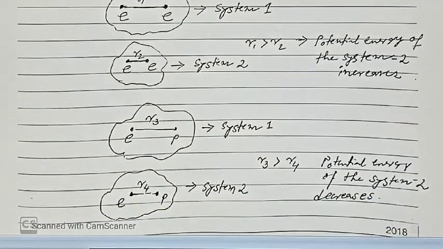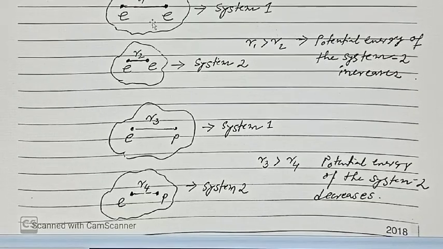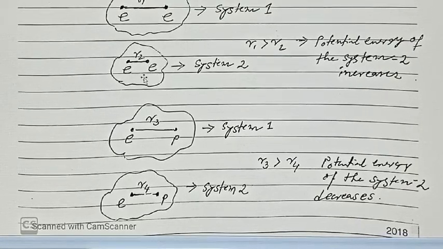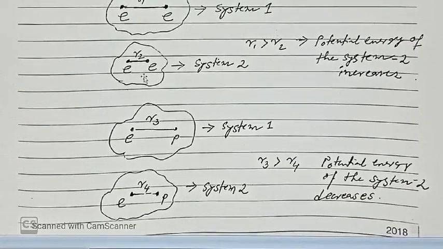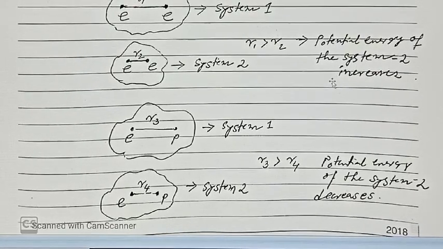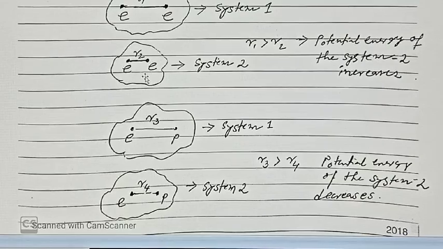Similarly, for a particular system, if you want to find potential energy, now you see this is a system of two electrons, and you see the separation between these two electrons. Now if you reduce the separation between them, then the potential energy of the system increases because you have to do work against the force of repulsion.